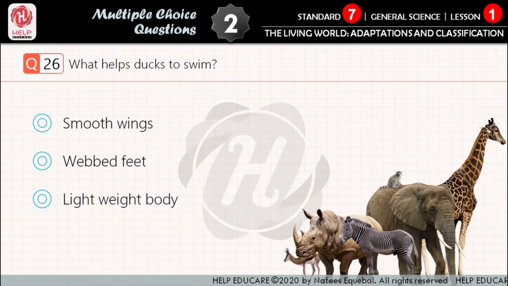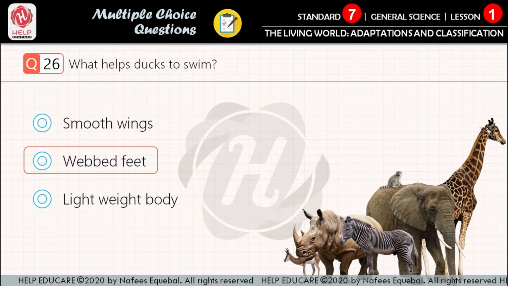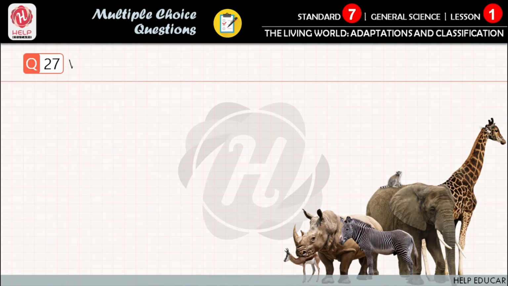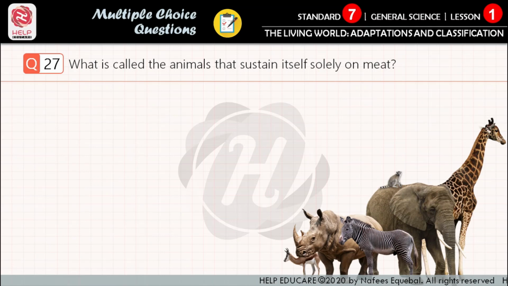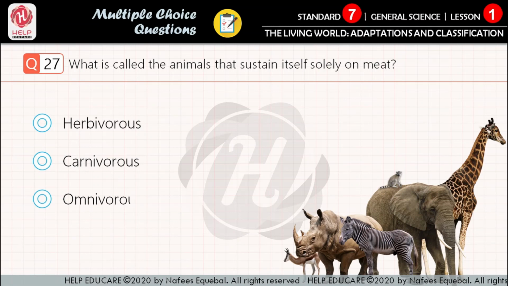Correct answer is, webbed feet. Question number 27. What is called the animals that sustain itself solely on meat? First option, herbivorous. Second option, carnivorous. Third option, omnivorous.